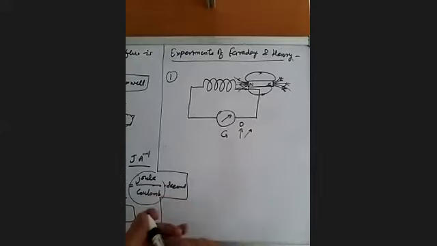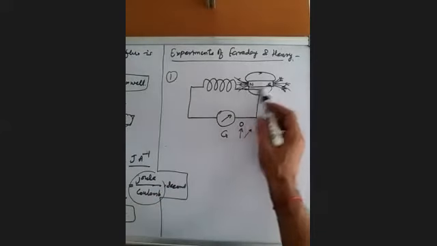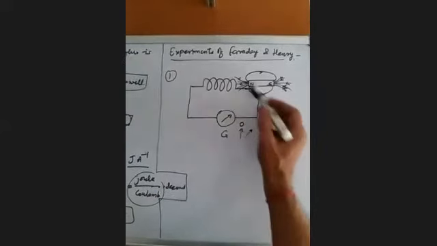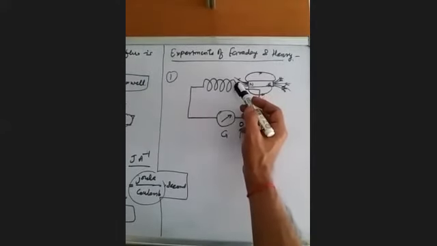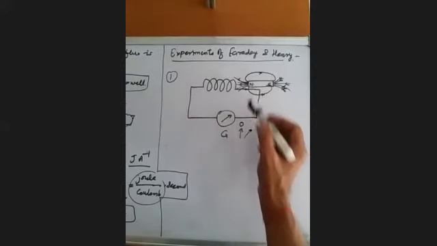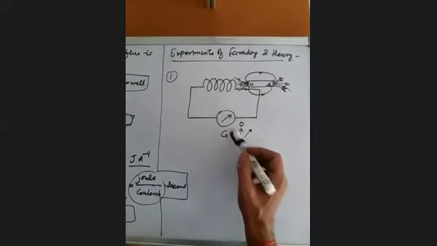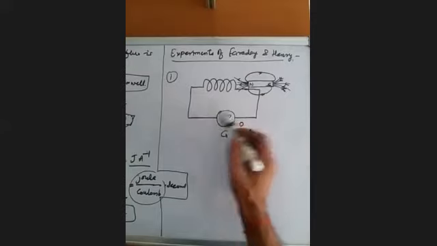So that means the current has developed in this closed circuit when the magnet was being brought close to the coil. And when the magnet stopped, the current again became zero. The galvanometer said that there is no current in the circuit.